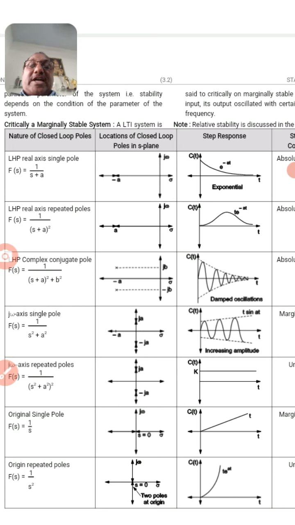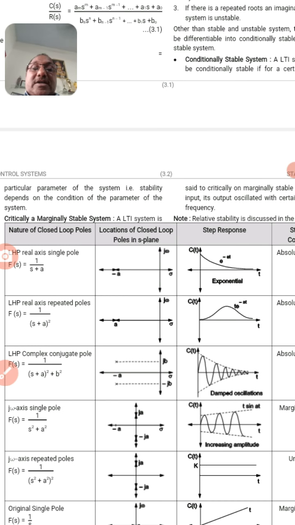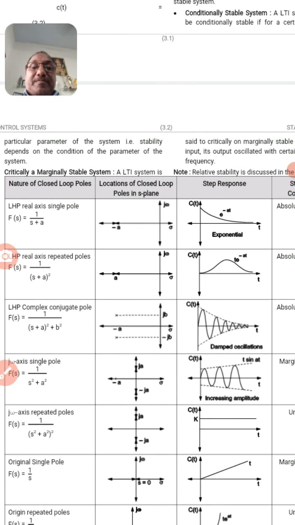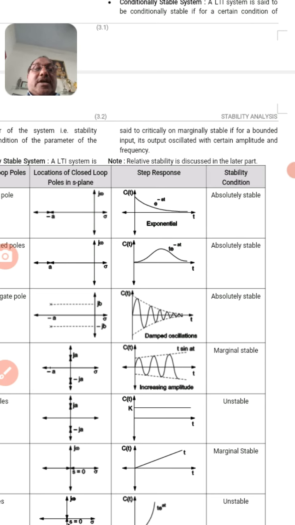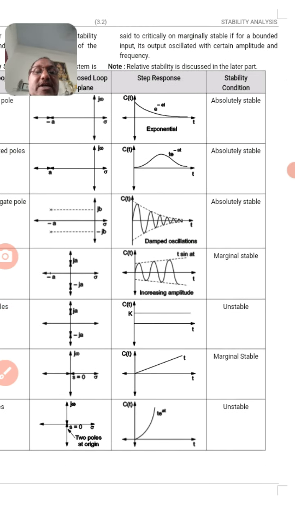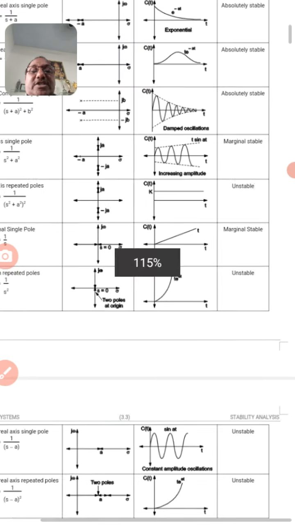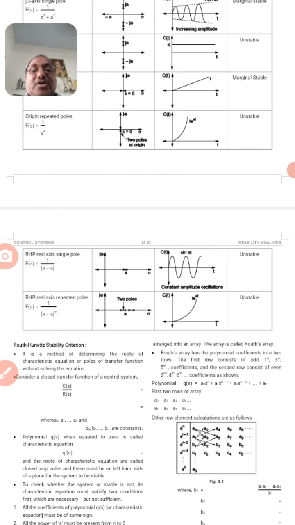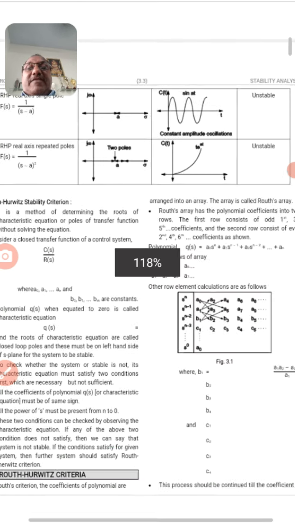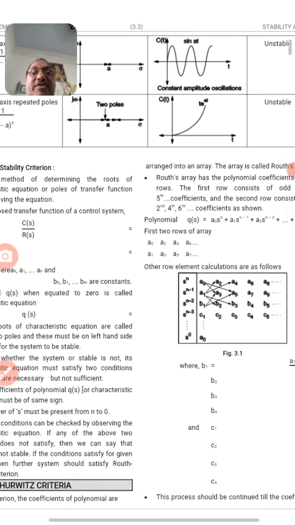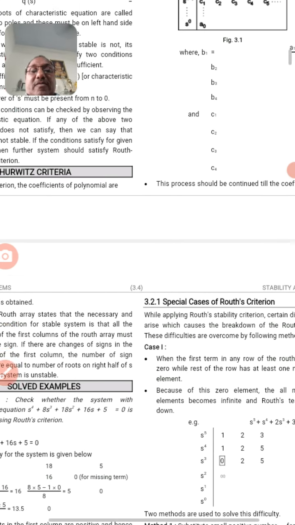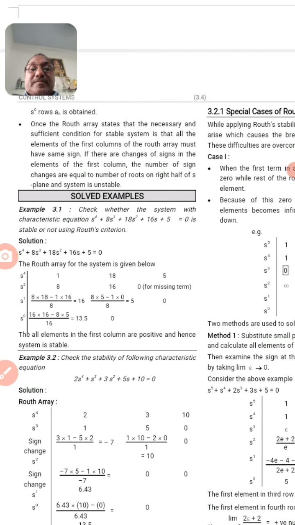The first point that we learned is stability of the system. That is, what is absolute stability, what is marginal stability, and what is an unstable system, that we learn in this unit. Secondly, we learn the Routh-Hurwitz criteria, which is nothing but a criteria to calculate the number of poles that lie on the left hand side of the S-plane.